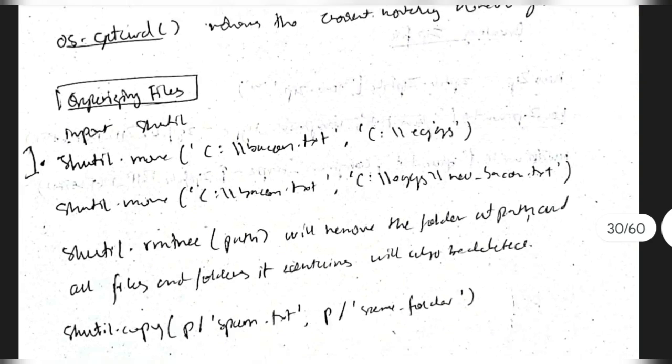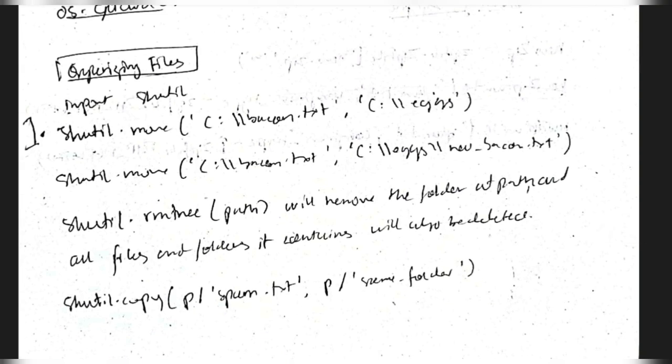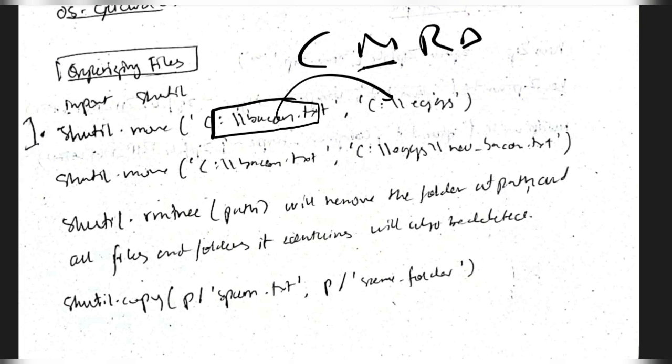Okay, the next topic is organizing files. This is the third topic under module 3, and the first question is: demonstrate copy, move, rename, and delete. There are 4 things we have to do: copy, move, rename, and delete. So let's see how to do the 4 things. The first one is move. If you have to move a particular file to a different location, you'll use this syntax.